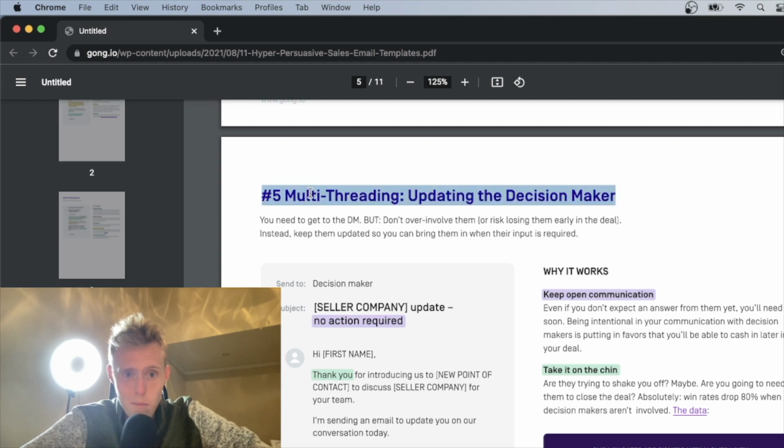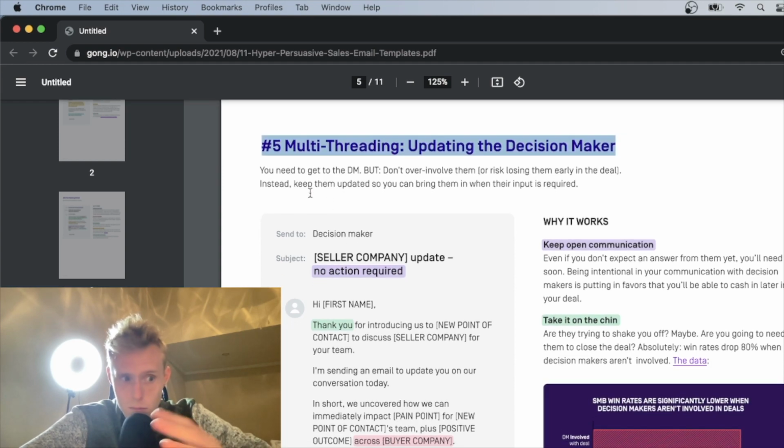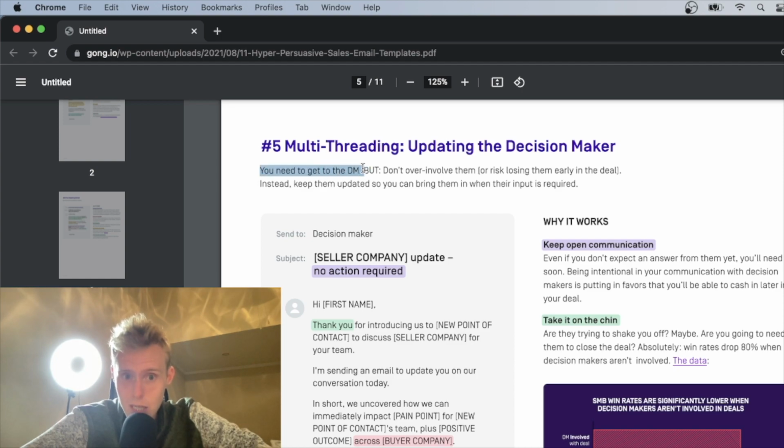Multi-threading. Multi-threading means if you meet with the human resources manager, or a low-level person manager, you need to get to the DM. What does DM stand for? Comment down below. What does the DM stand for? But you can't over-involve them. You don't want to risk going over someone's head.